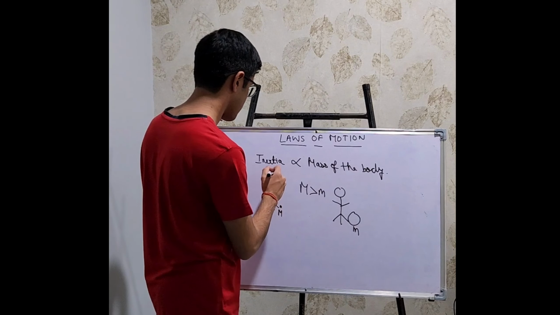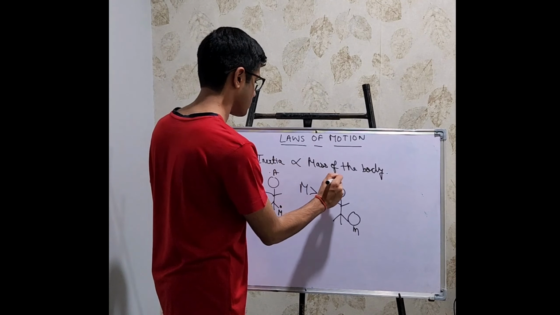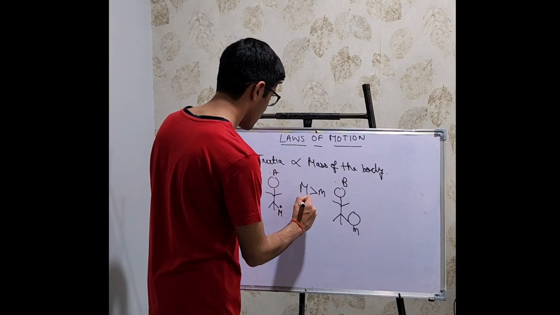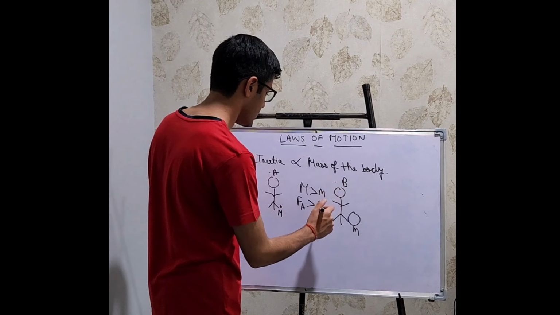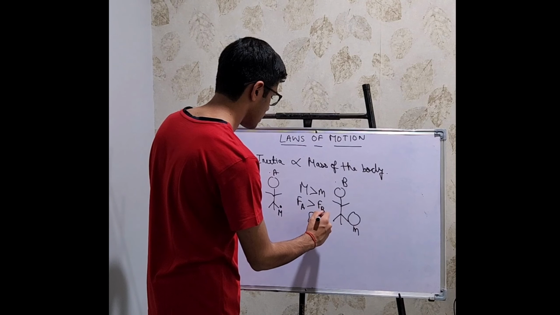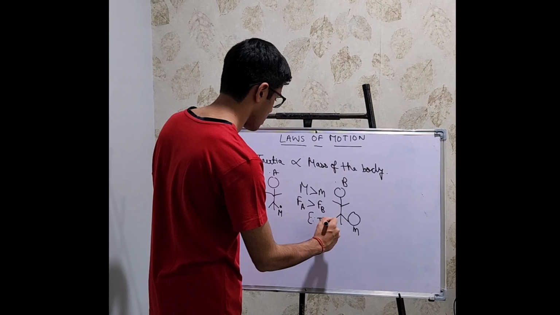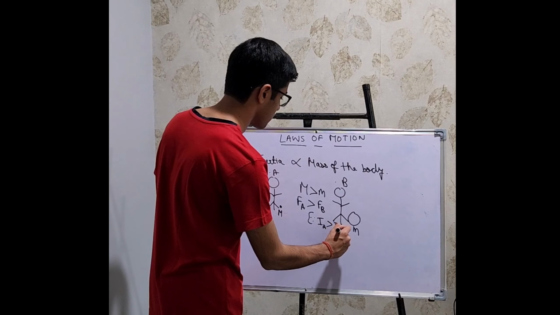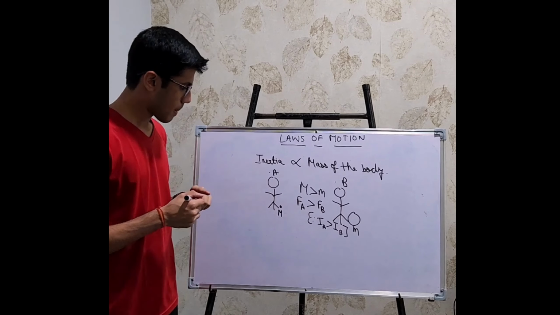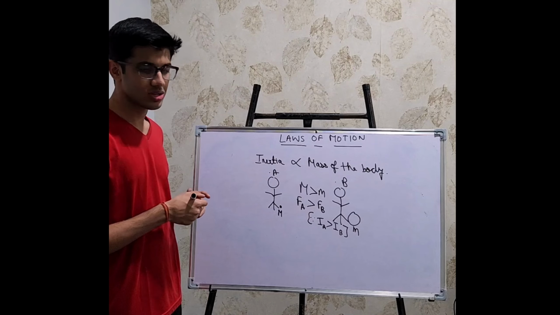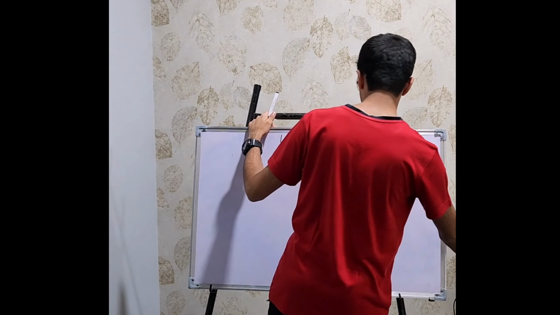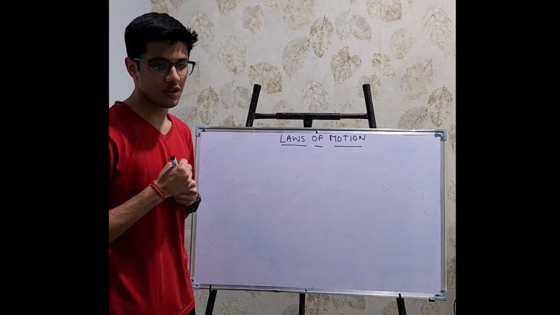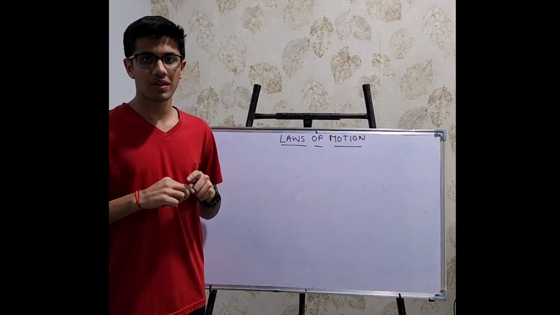So the force applied, let's say this boy is A and this boy is B. Force applied by boy A will be greater than force applied by B. This is because inertia of A is greater than the inertia of B. So this is the law of inertia again, the first law of motion only. Now there are three types of inertia: inertia of rest, inertia of direction, and inertia of motion. Let's move on to the first type of inertia.